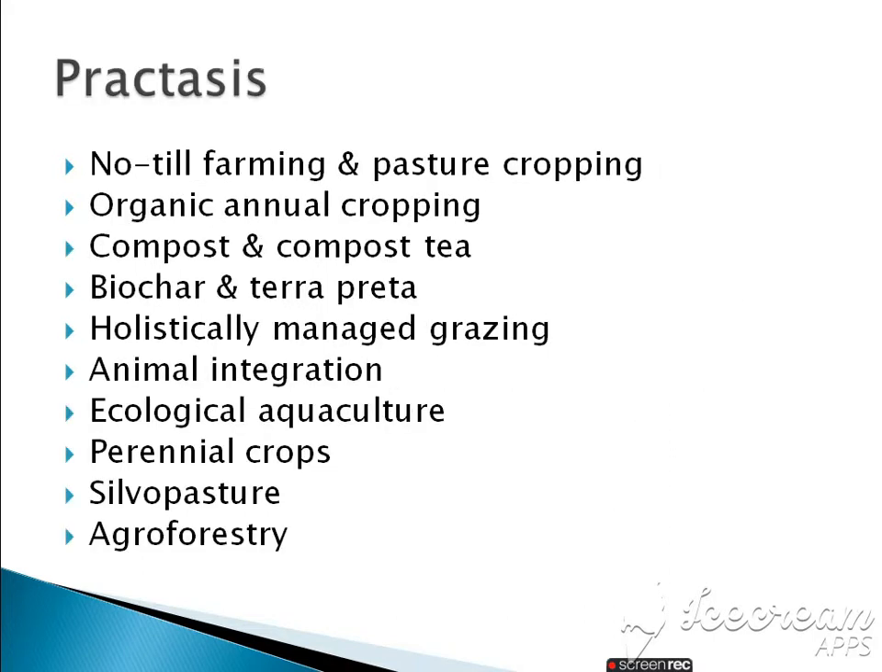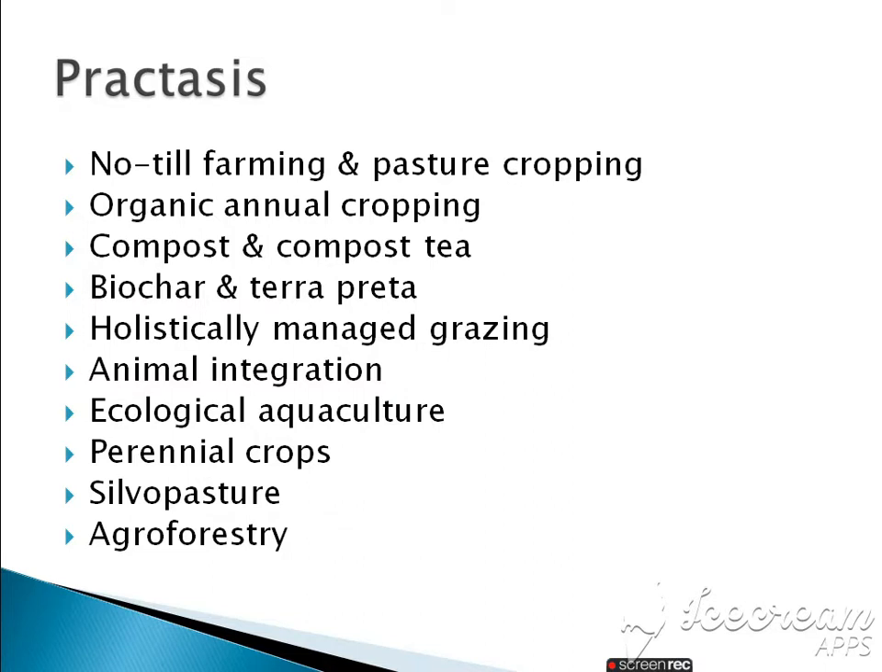There are many practices involved in organic agriculture or regenerative agriculture. We also call it sustainable agriculture. The first one is no-till farming and pasture cropping, to avoid heavy tillage implements. Then organic annual cropping. These practices conserve some moisture for the next crop and keep the crop residue in the soil. Composting, compost tea, biochar and terra preta.